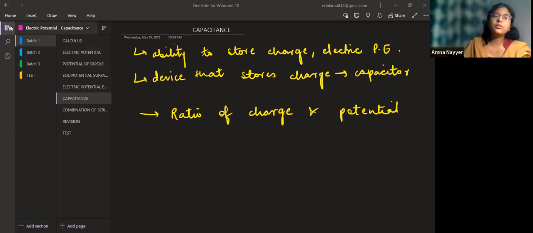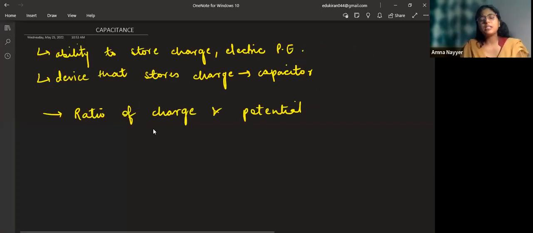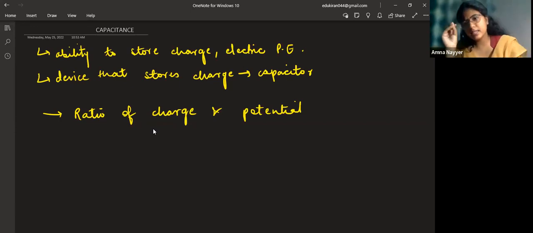Now, starting with capacitance. So capacitance basically means, see, ability to store charges. This is mainly what is meant when we say capacitance. And the device that stores the charges is known as a capacitor. So how can you create a capacitor? Just take two conductors and have insulating material between them. Your capacitor will be created.